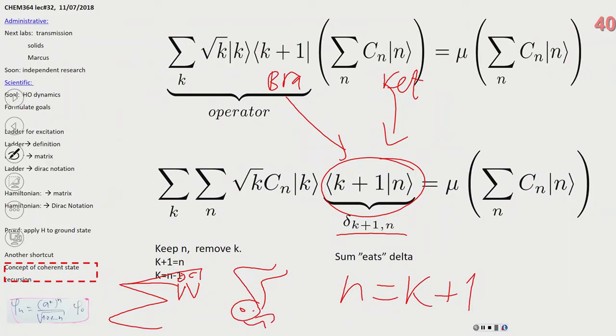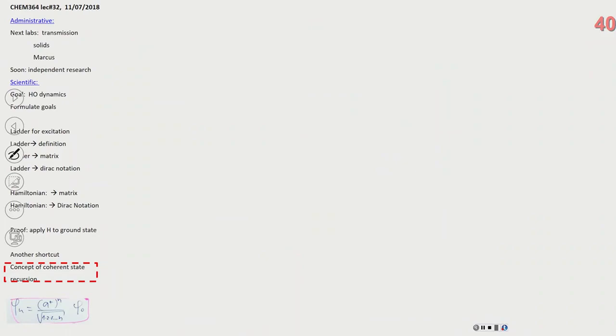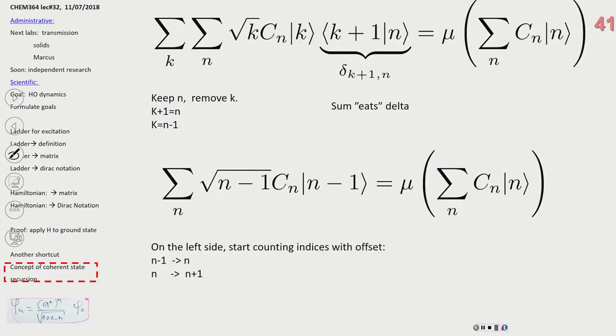Okay. What will happen? We will remove this part, remove one summation, and replace index n with the index k, but not literally. We will replace n with k plus 1. Okay. Or we can replace k with n minus 1, which is the same. Right?